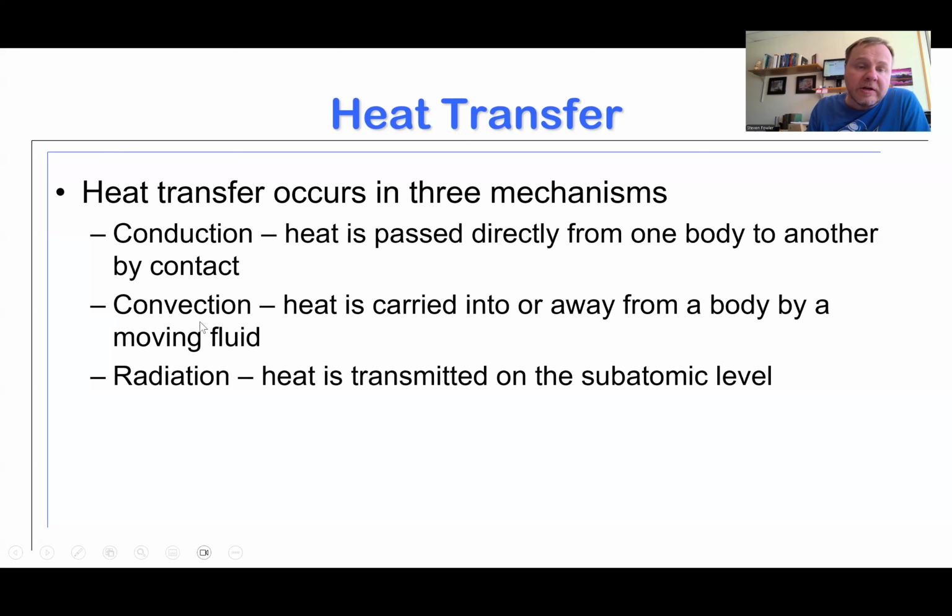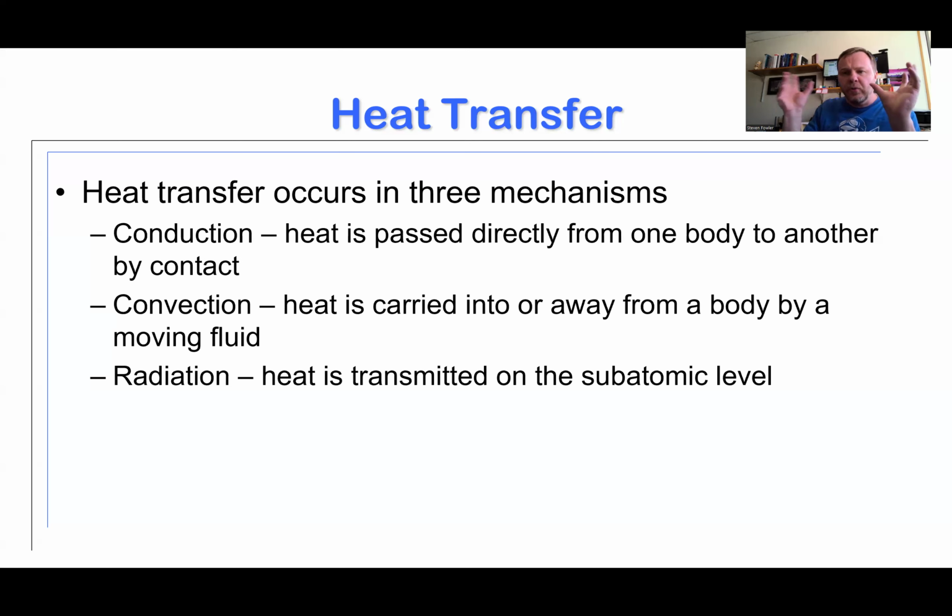Both conduction and convection require a medium, require molecules touching molecules. Radiation does not. Radiation is the third type of heat transfer, and that's basically heat transfer kind of at the subatomic level.